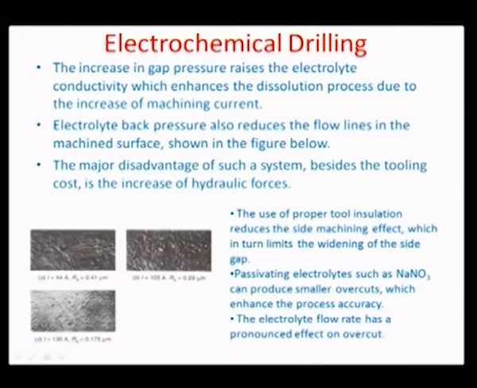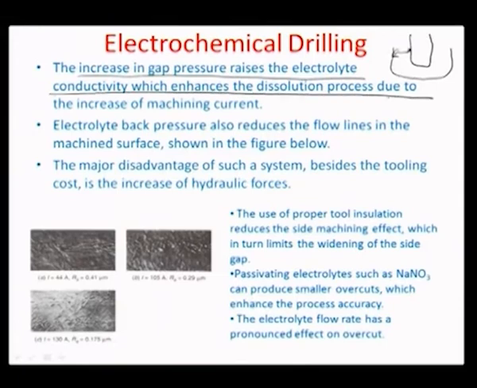Now one thing which is important to mention here is the increase in the gap pressure between the workpiece and the tool. This raises the electrolyte conductivity and enhances the dissolution process due to an increase in machining current, naturally, because the gases are no longer getting trapped. There is a back pressure, and the gas gets diffused away from the electrolytic system, assuming you are flowing the electrolyte under back pressure from the side to the center.